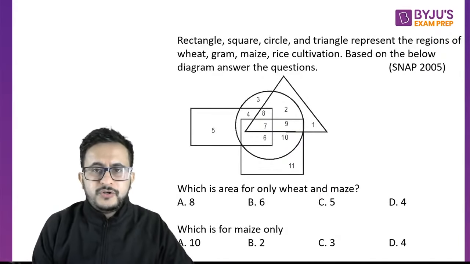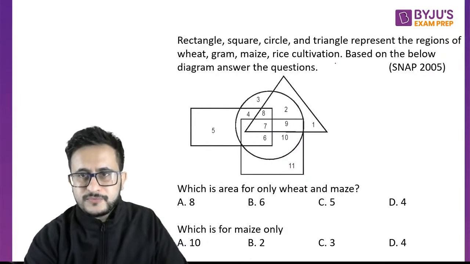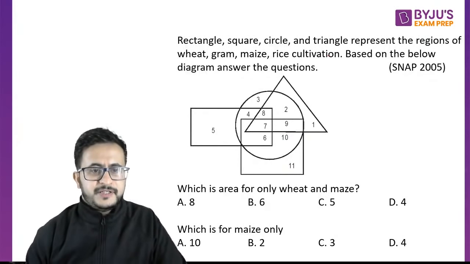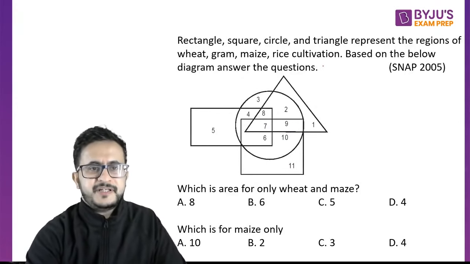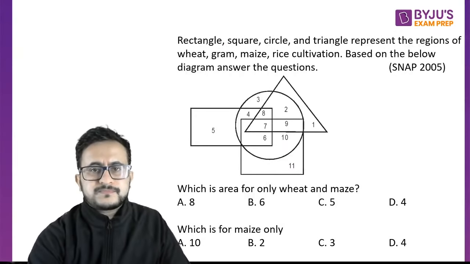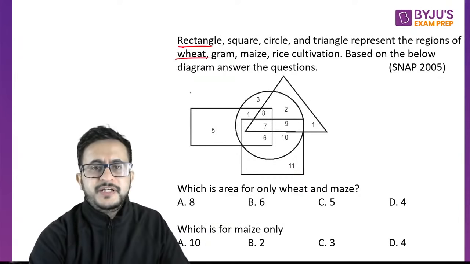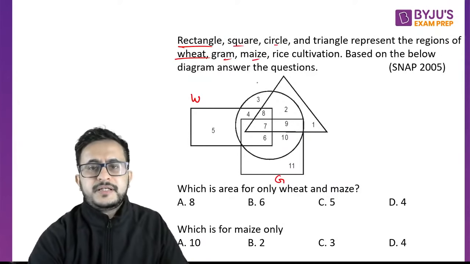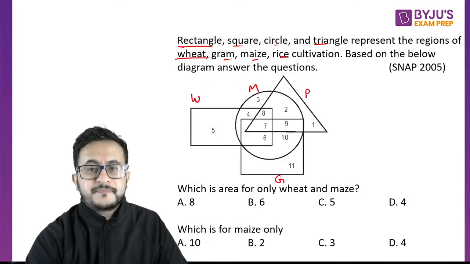There should be the word respectively also. Otherwise, if they do not give this, it is incomplete, right? So consider respectively. Assume that it is respective. So rectangle is wheat, square is gram, circle is maize, and triangle is rice.